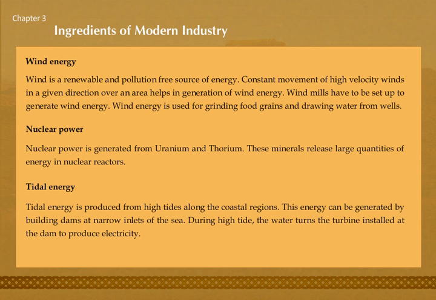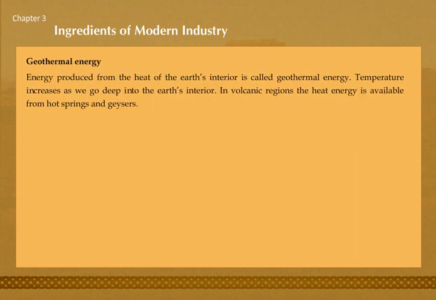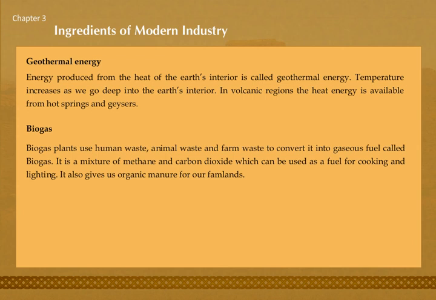Tidal energy. Tidal energy is produced from high tides along the coastal regions. This energy can be generated by building dams at narrow inlets of the sea. During high tide, the water turns the turbine installed at the dam to produce electricity. Geothermal energy. Energy produced from the heat of the Earth's interior is called geothermal energy. Temperature increases as we go deep into the Earth's interior. In volcanic regions, the heat energy is available from hot springs and geysers.